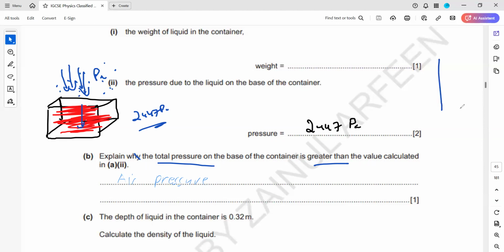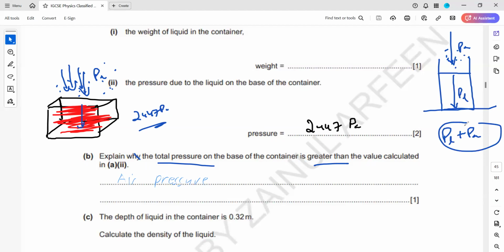We just calculated this pressure. But there are air particles above the liquid surface, and these air particles are also exerting a pressure. So what will the total pressure on the base be? It will be the sum of the liquid plus the atmosphere. Is it clear? So the main reason is the atmospheric pressure, the pressure of the atmosphere.